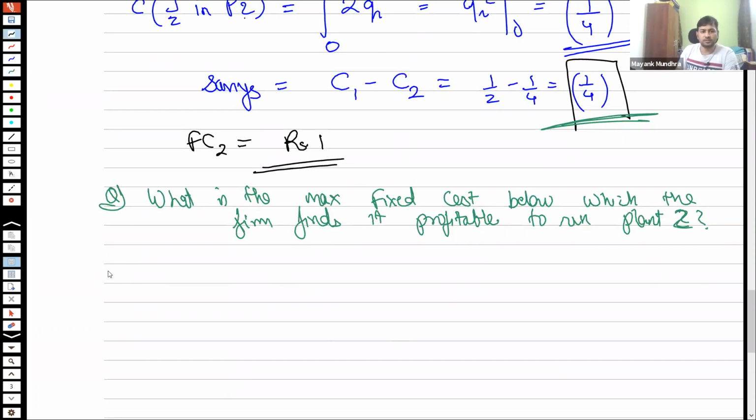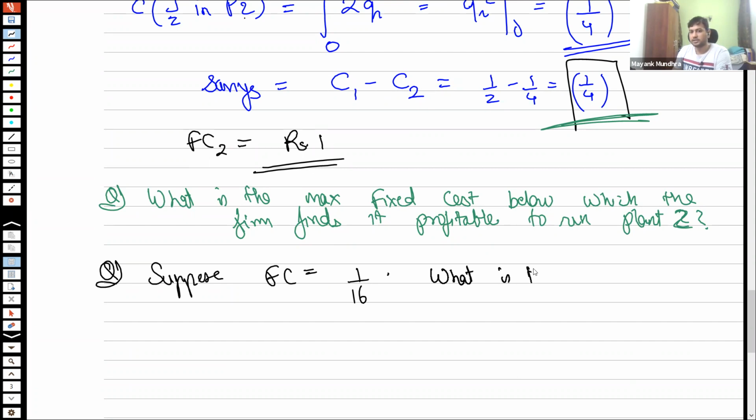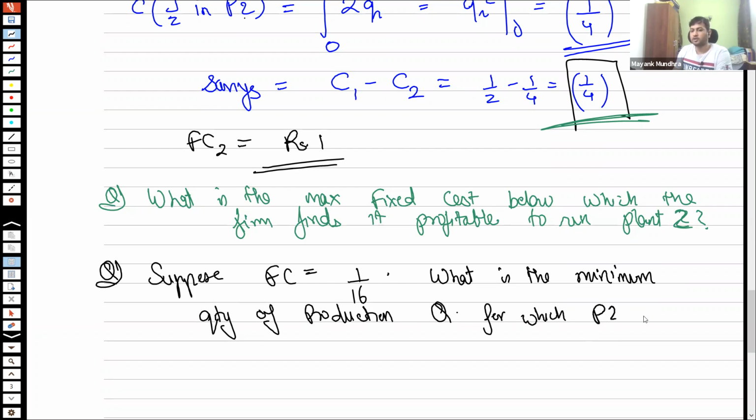So I have this question coming from here. Suppose fixed cost equals 1 by 16. What is the minimum quantity of production, capital Q, for which plant 2 will start? This will require some calculation.